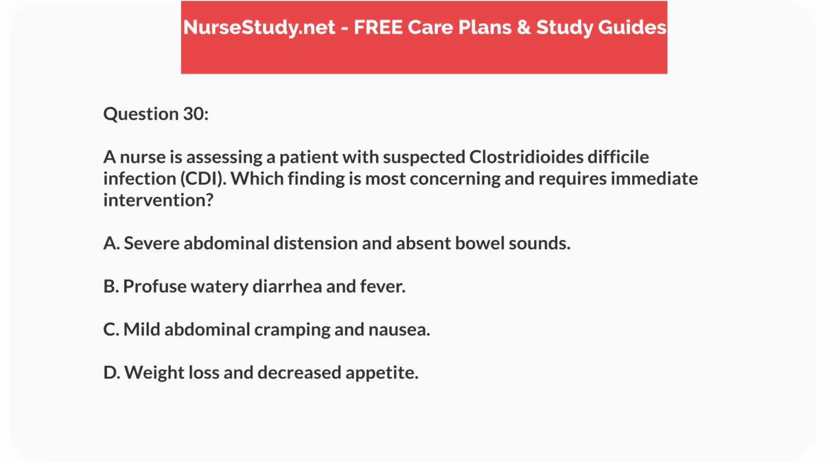Question 30. A nurse is assessing a patient with suspected Clostridioides difficile infection, CDI. Which finding is most concerning and requires immediate intervention? A. Severe abdominal distension and absent bowel sounds. B. Profuse watery diarrhea and fever. C. Mild abdominal cramping and nausea. D. Weight loss and decreased appetite.